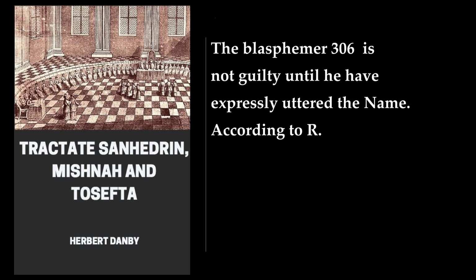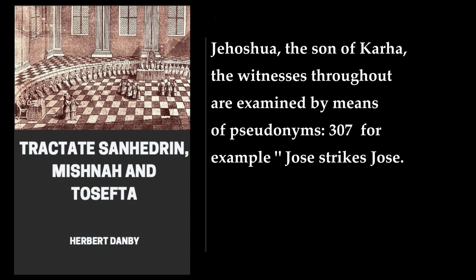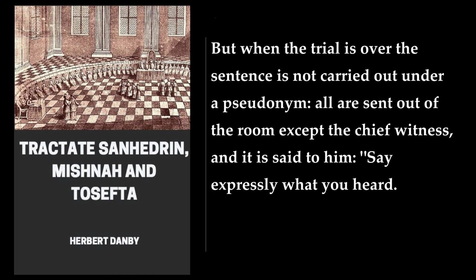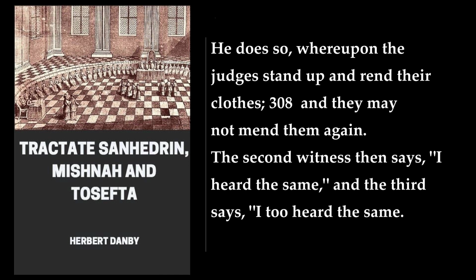The blasphemer is not guilty until he have expressly uttered the name. According to R. Jehoshua, the son of Karha, the witnesses throughout are examined by means of pseudonyms, for example, Jose strikes Jose. But when the trial is over, the sentence is not carried out under a pseudonym. All are sent out of the room except the chief witness, and it is said to him, say expressly what you heard. He does so, whereupon the judges stand up and rend their clothes, and they may not mend them again. The second witness then says, I heard the same, and the third says, I too heard the same.